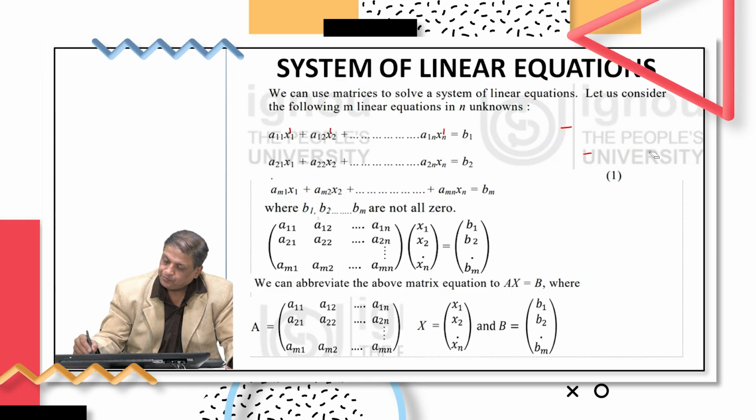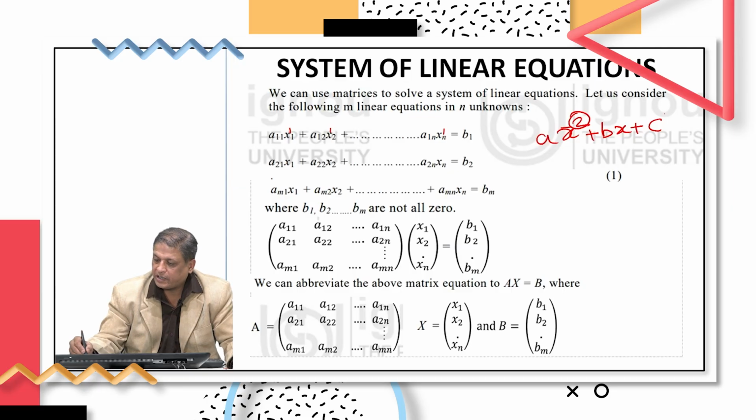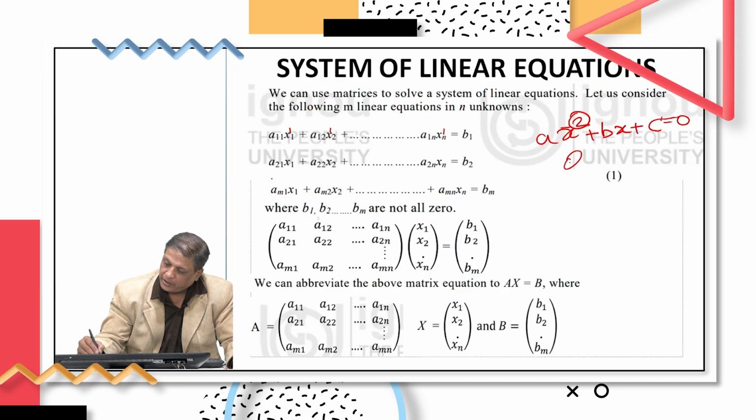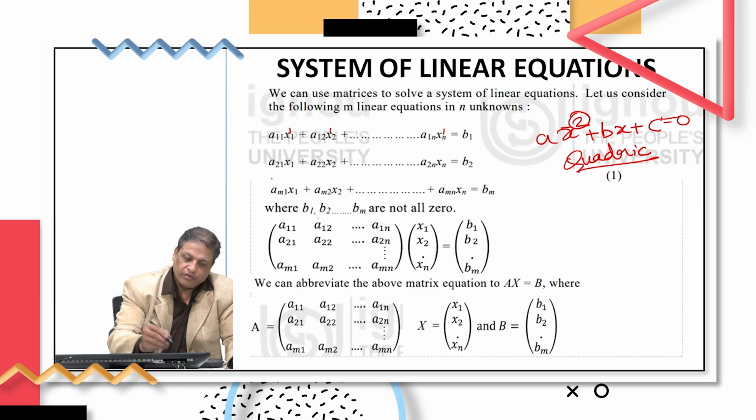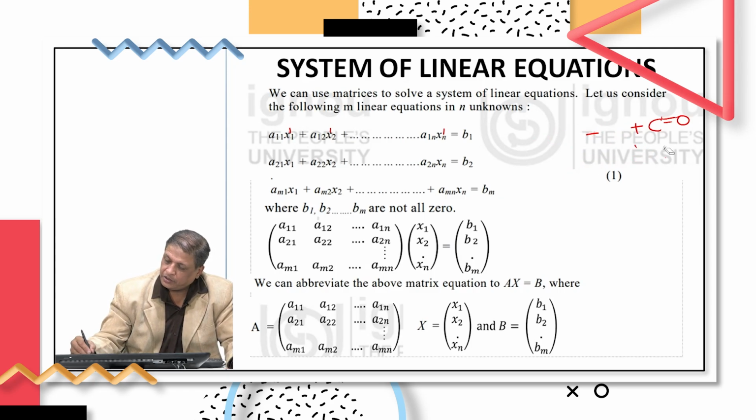But in case we are having the exponent value, say x square, ax square plus bx plus c, now over here the exponent value is 2. So that's why the equation is quadratic. So we will not be discussing quadratic equation at this moment. We will be discussing the quadratic equation in the later sections.